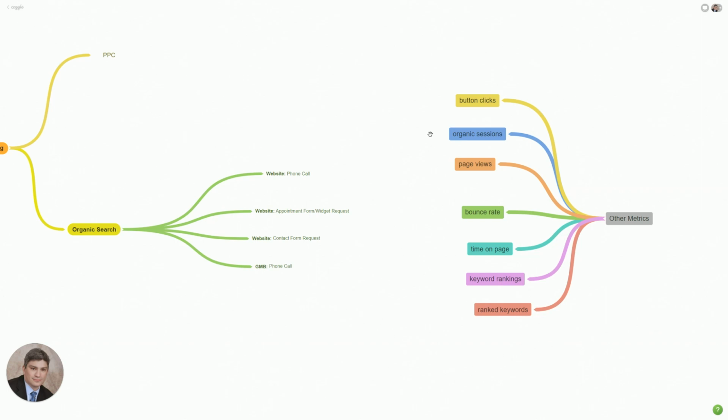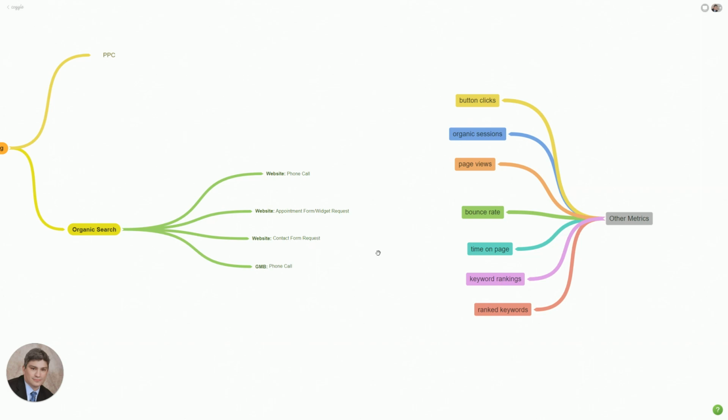So we don't need to spend more money on driving traffic, because we have it here, right? We've got organic sessions and page views. But it looks like the bounce rate is high and time on page is low, which means we have a messaging problem. So in and of itself, these other metrics don't really tell you anything by themselves. These metrics are useful when you're breaking down these top level metrics. Same thing with the contact form request. All these are the same things.